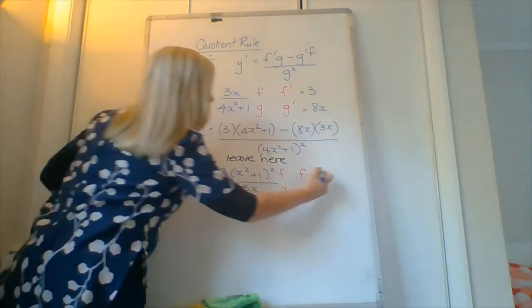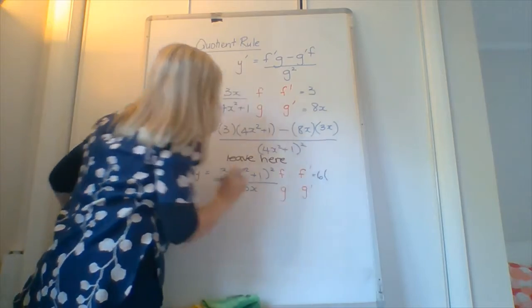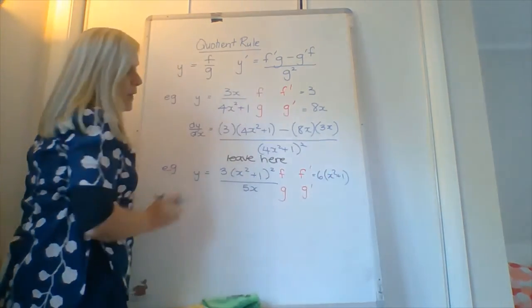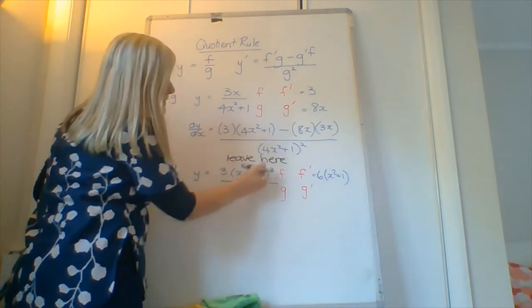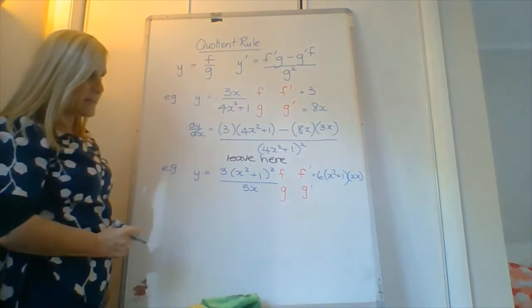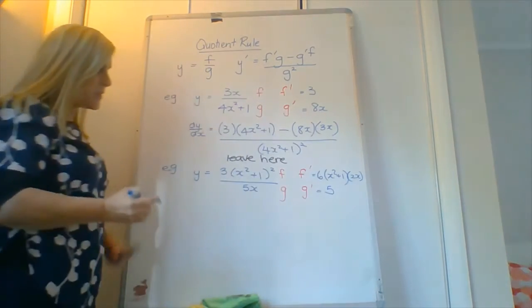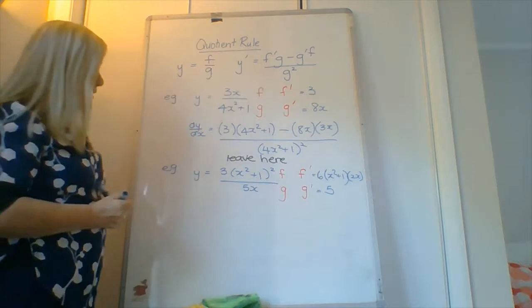So f dash will equal, take the 2, multiply by it, 6, leave the bracket, x squared plus 1, take 1 away, 2 minus 1 is 1 and we don't write it down, differentiate what's inside the bracket, 2x. And you can see we're getting lots of brackets now. 5x differentiated is 5, left that nice and simple so we don't get too complicated. And then put it together using the formula.